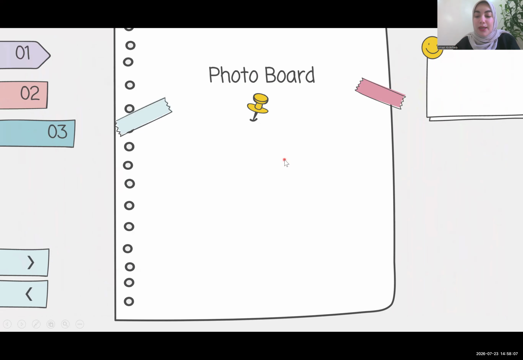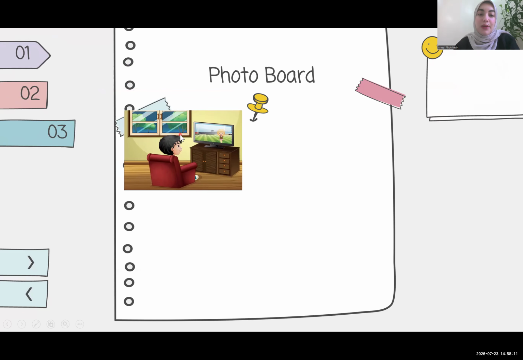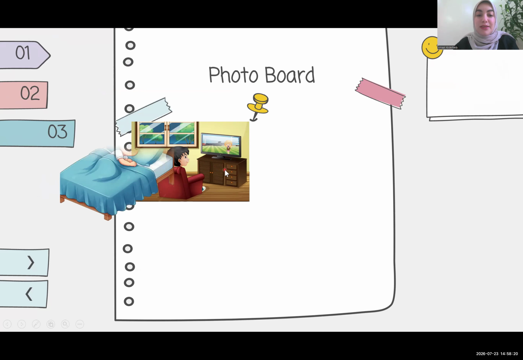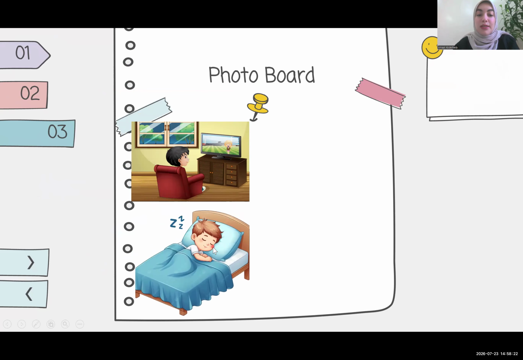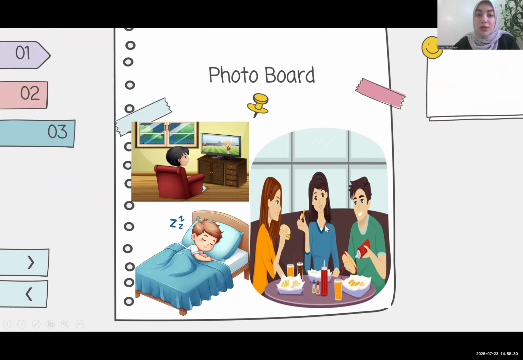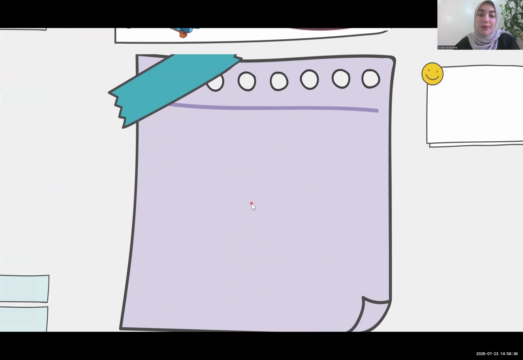Now I need you to look at these pictures and describe what you can see now. Look at this picture. What is he doing right now? Yes, great. He is watching TV. Amazing. And what is this boy doing right now? Yes, he is sleeping. Amazing. And what are they doing right now? Great. They are eating. Great job.